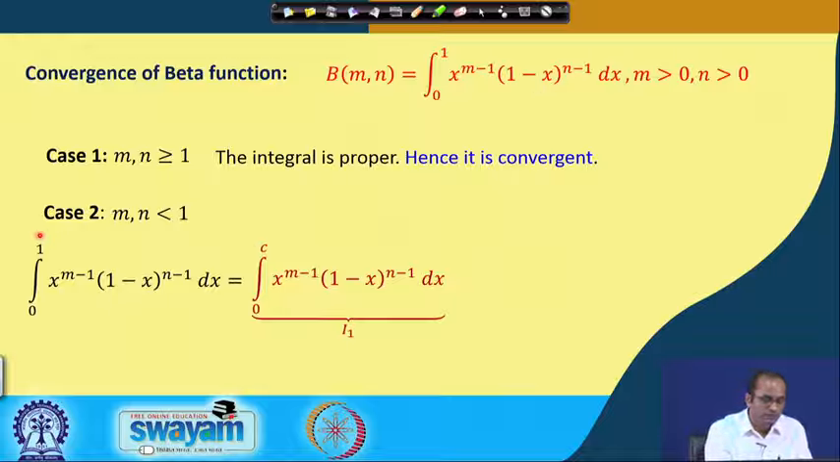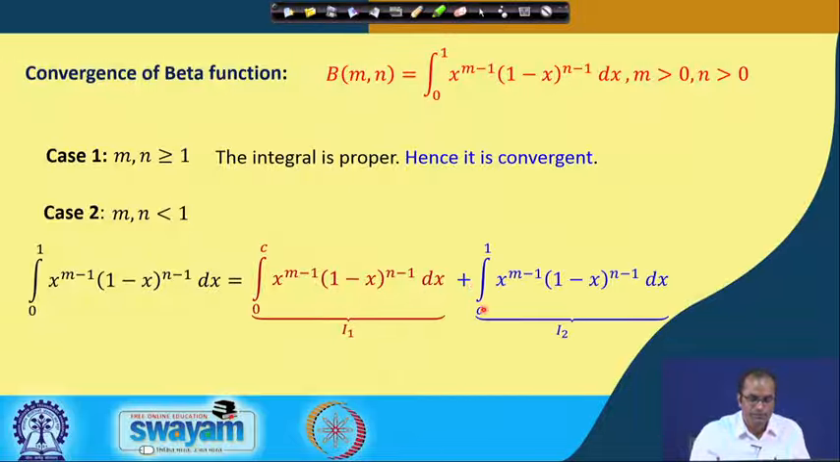So, we will break this integral into 2 parts, one from 0 to some number c between 0 and 1, plus the integral from c to 1, the same integrand again. Let us call these I 1 and I 2, because we will discuss separately the convergence of these two integrals. In the first case, because of this x power m minus 1 term, this integral is becoming improper, and in the second case, because of this 1 minus x, as x approaches 1, this integral is becoming improper. So, let us discuss one by one.